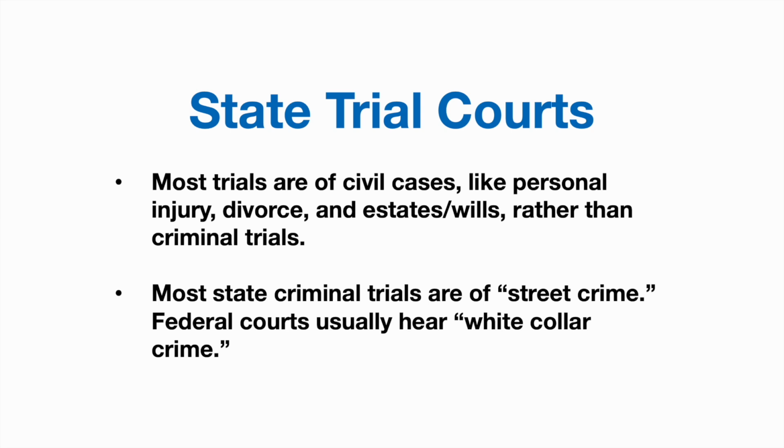There are over 3,000 major trial courts in the 50 states. Jurisdiction is defined geographically, and it's usually based on existing political boundaries, like counties. There are over 10,000 judges in the major trial courts, and they handle over 30 million cases a year. They handle criminal cases and civil cases.